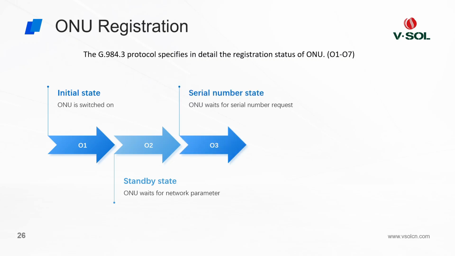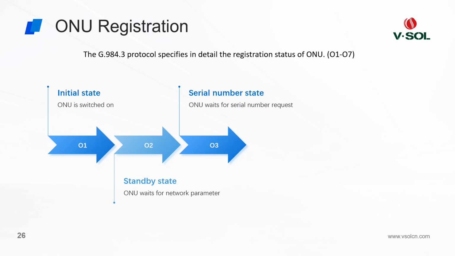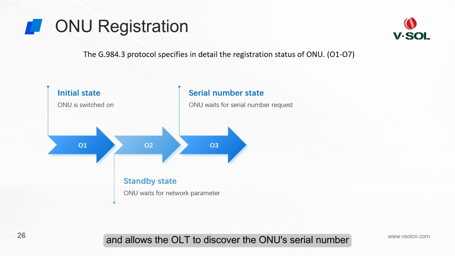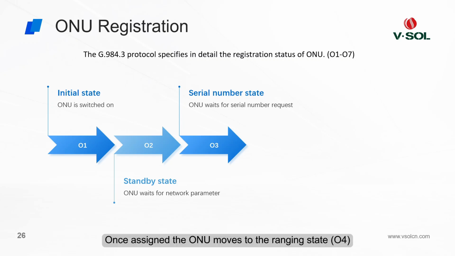O3. By responding to the serial number requests sent out by the OLT, the ONU makes itself known to the OLT and allows the OLT to discover the ONU's serial number. Once the ONU has responded to a serial number request, it waits for the unique ONUID assignment from the OLT. The ONUID is assigned using the assign_ONUID message. Once assigned, the ONU moves to the ranging state.